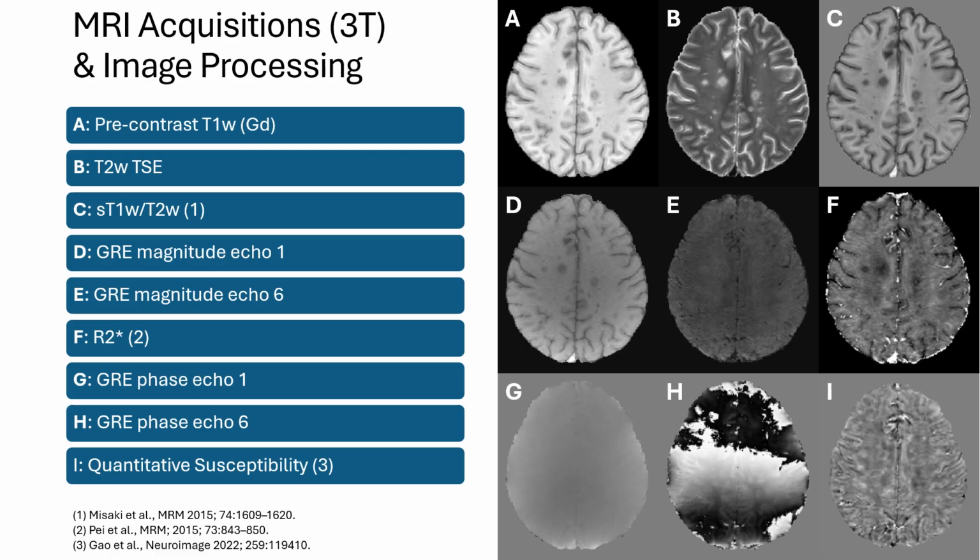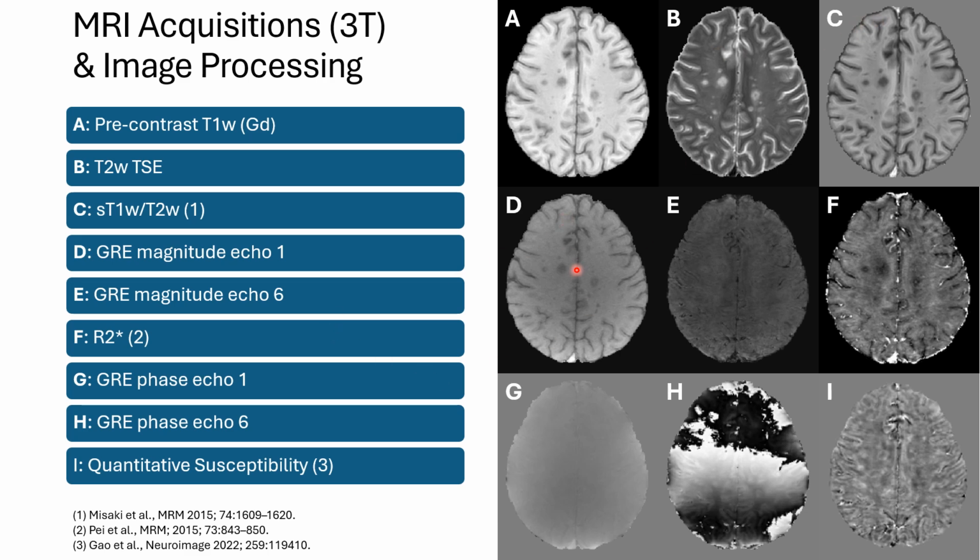We acquired a number of MRI images at 3 Tesla. So you see in A a T1-weighted image acquired prior to administration of gadolinium contrast, and in B, you see a triple spin echo T2-weighted image. Both A and B were used to construct C, which is the standardized T1 over T2 weighted image.